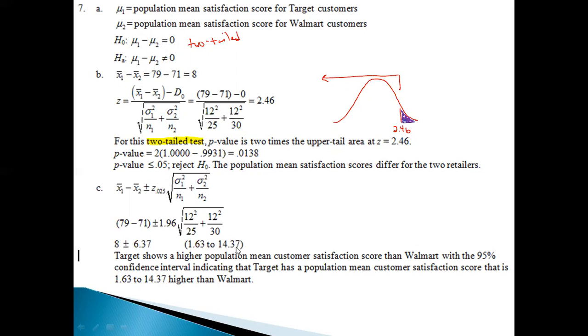So what this tells us is, since Target was mu1, and that's going to be the higher value in this case, that shows a higher population mean customer satisfaction score compared to Walmart, with the 95% confidence interval indicating that it really is positive and it's a greater than. So then the 8, which is the difference, indicates that Target has a higher score than Walmart does.